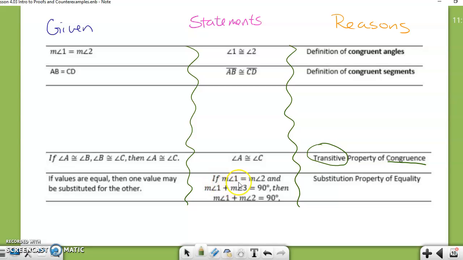You might have a situation where you've got congruent angles, and then you know this equals 90, and so you could substitute in angle 2 for angle 1. That would be your substitution property.